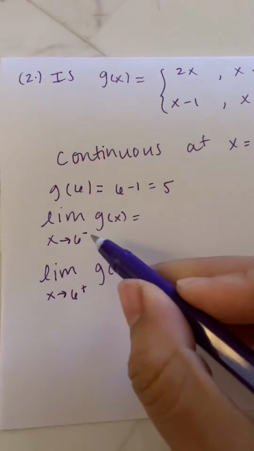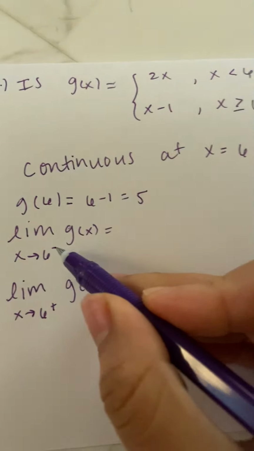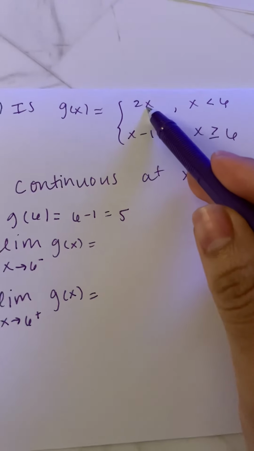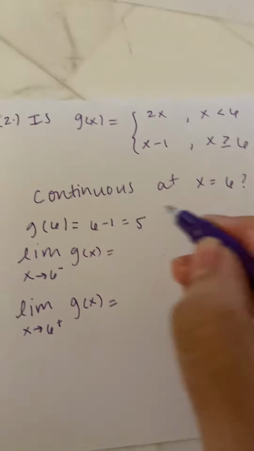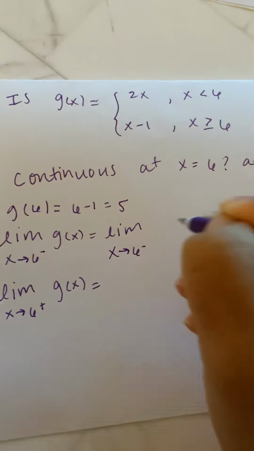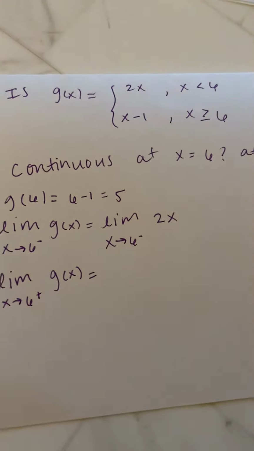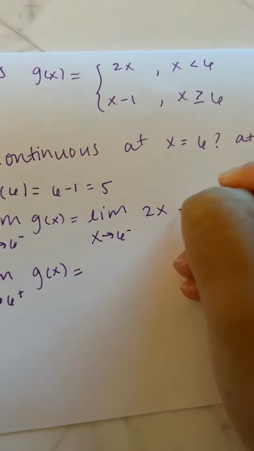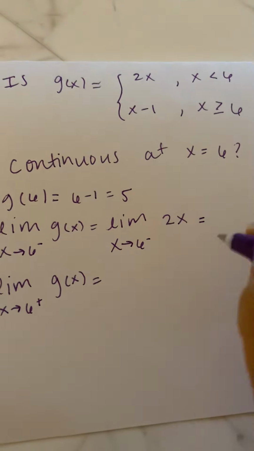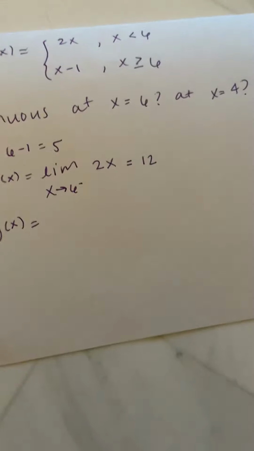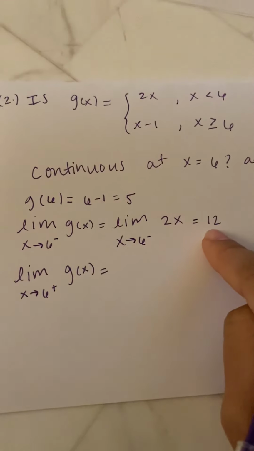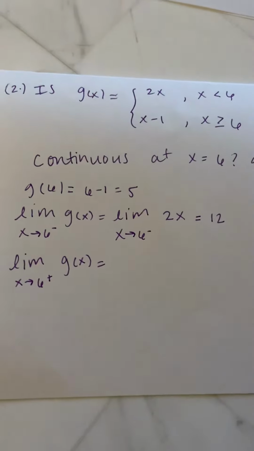Okay, so let's do the first one. 6 from the left. Well, which one applies to all the numbers to the left of 6? That would be the top one, right? So 2x. So I would have this limit as x approaches 6 from the left of 2x equals, and then just do direct substitution. Plug in x equals 6 and you get 12. So at this point, I already know it's not continuous at 6 because this limit is not the same as my value here. But let's just keep going.